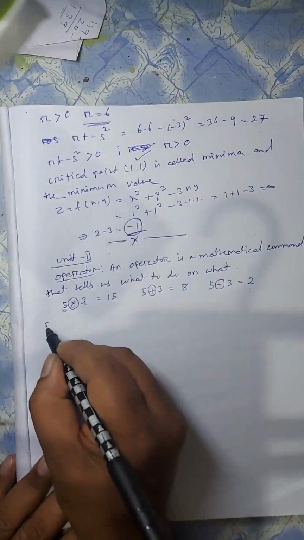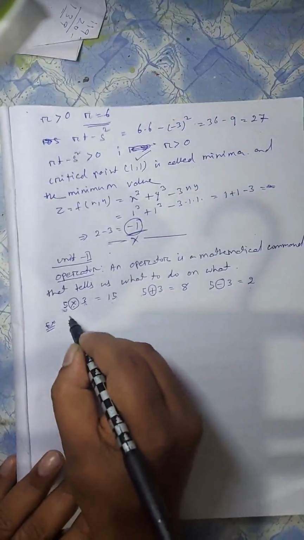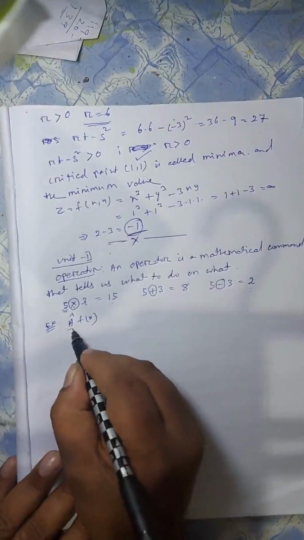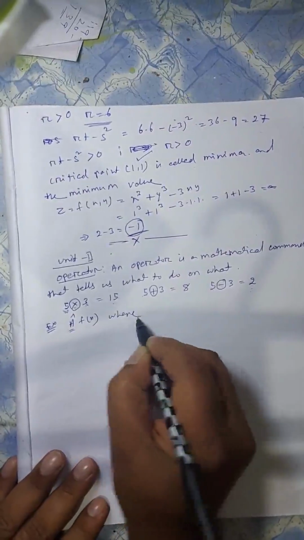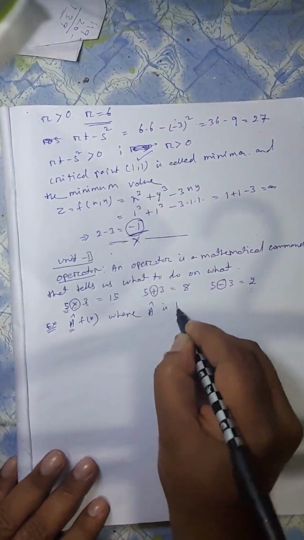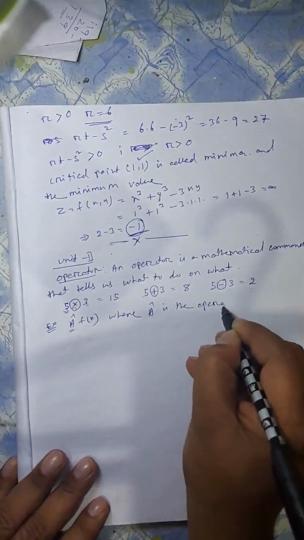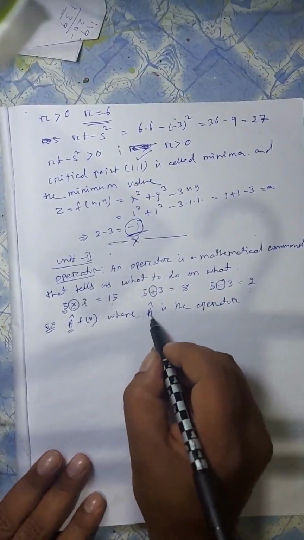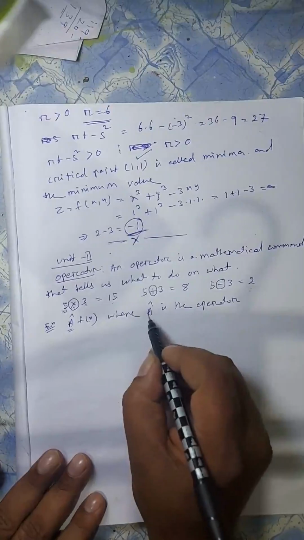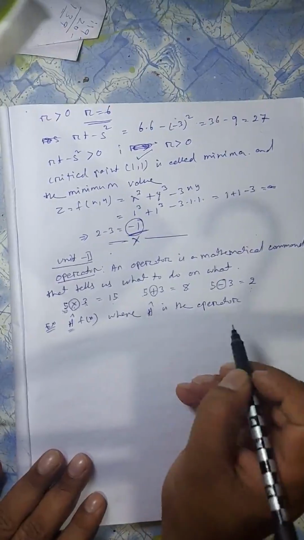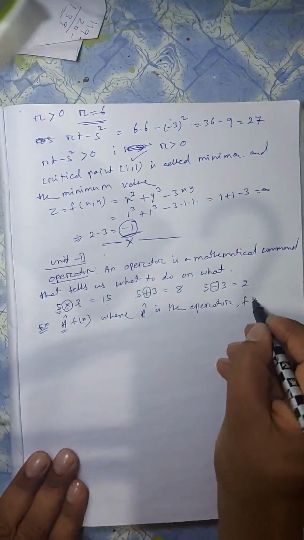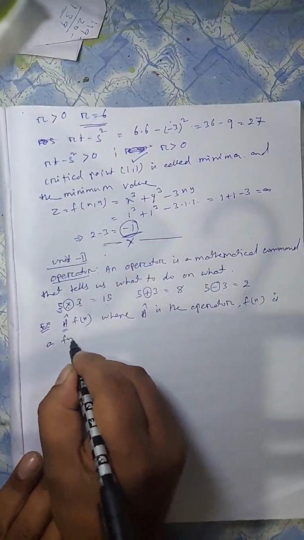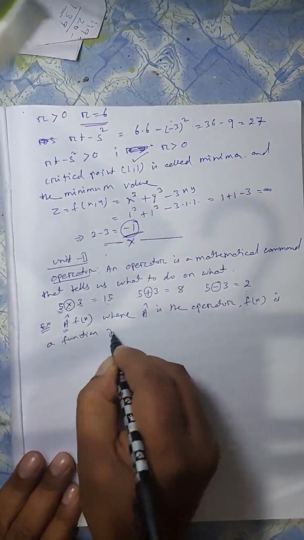Suppose in quantum mechanics we write A cap of f(x), where A cap is the operator. Here A cap means maybe integration, maybe derivative, maybe multiplication, maybe subtraction, whatever it may be. It is the operator, and f(x) is a function of x.